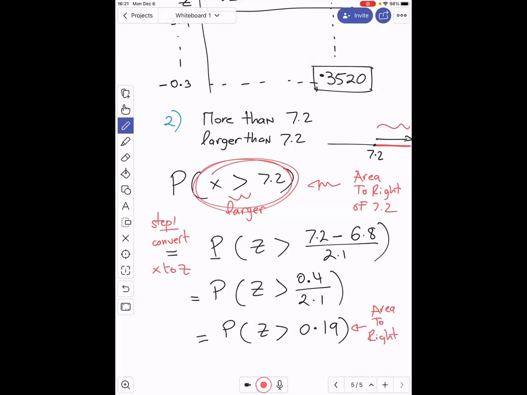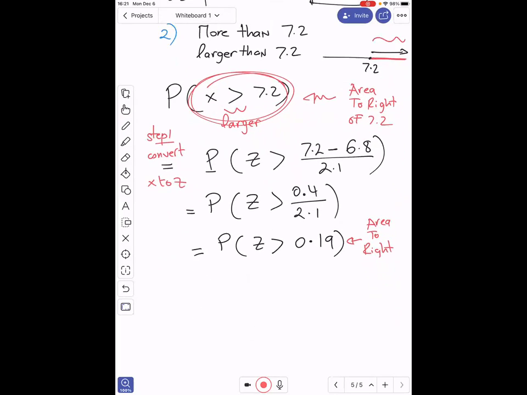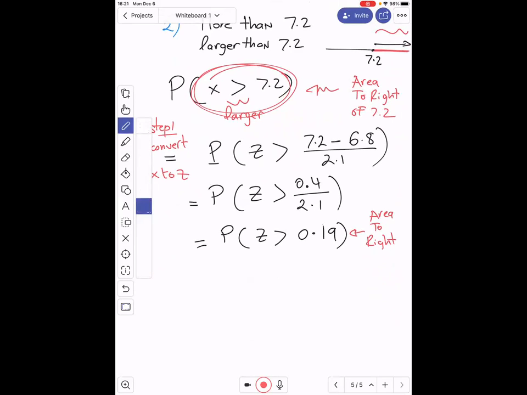As I said, the table gives us the area to the left. The idea is that the total area is 1, or 100%. So the area to the right would always be 1 minus the area to the left. The area to the left is when z is less.